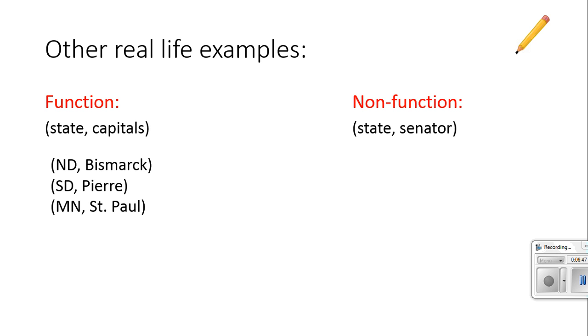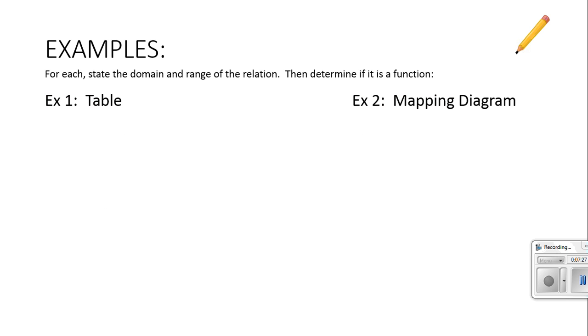If I talk about a non-function, we can talk about states and senators. North Dakota has two senators, Hoeven and Heidi Heitkamp. Okay, so that is a non-function, because one state having two senators would be non-functioning. It's like the machine. If I have water and I expect to get water, but all of a sudden the blue Gatorade comes out, that's not a function. Okay? Make sure that you write that down. It's a good life example.